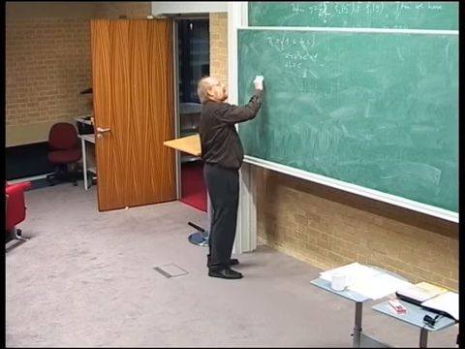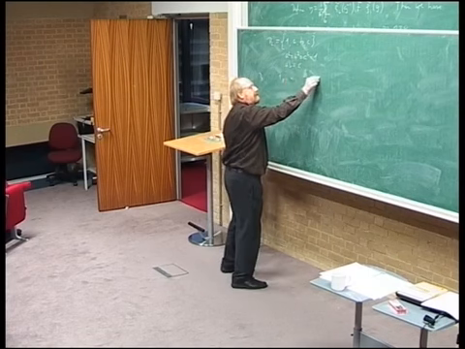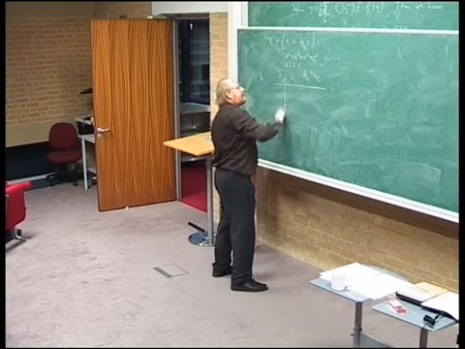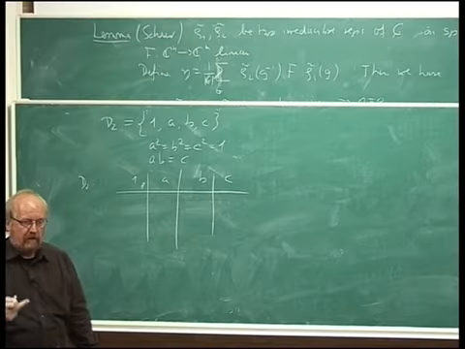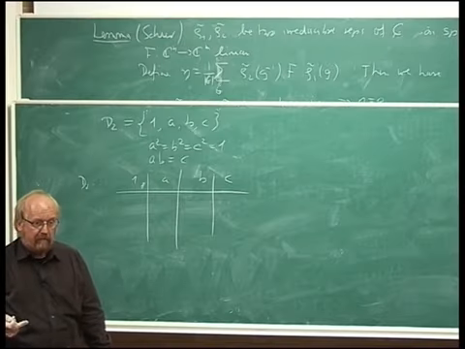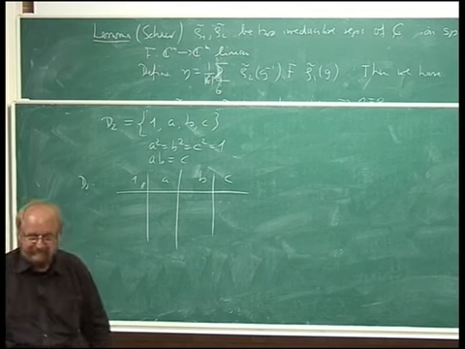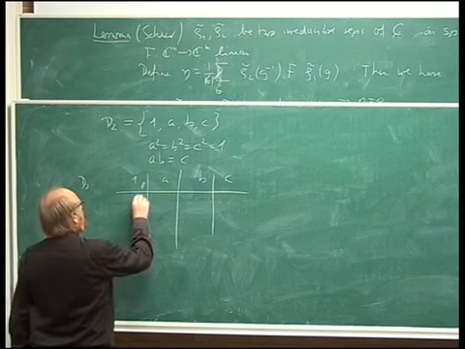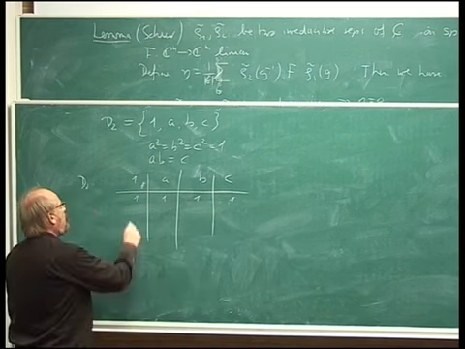We have D2, so 1, A, B, C, and since all the representations are one-dimensional, we need 4 of them, because this is 4 elements. 4 times 1 is 4. So the first representation sends everything to 1. This is a trivial one.